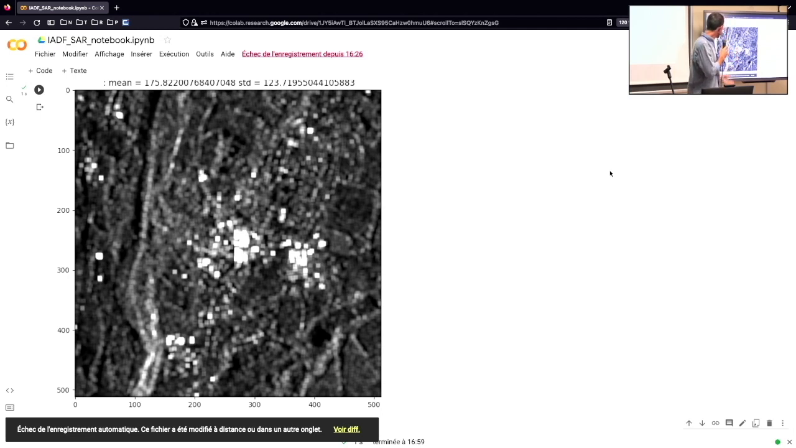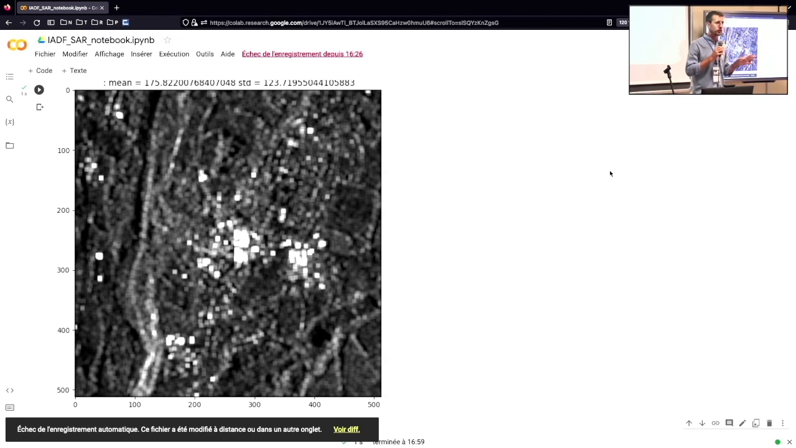Well, maybe for homogeneous areas, it's quite okay. We have, well, maybe improved the estimation on this area, but do we have a good preservation of edges or the urban area? Not really. So maybe we can try to improve it.